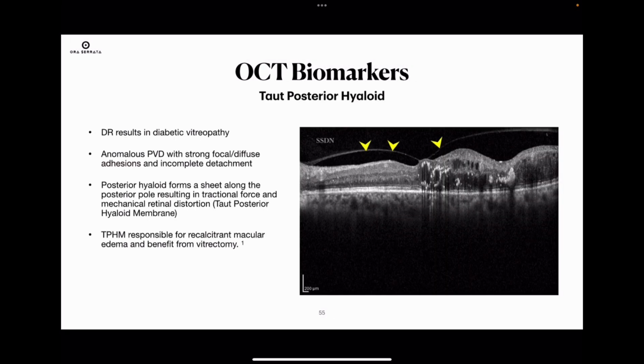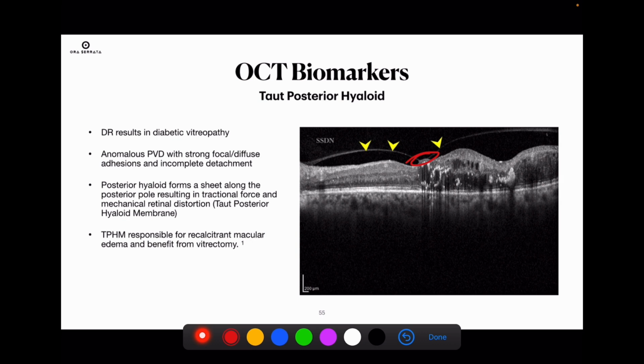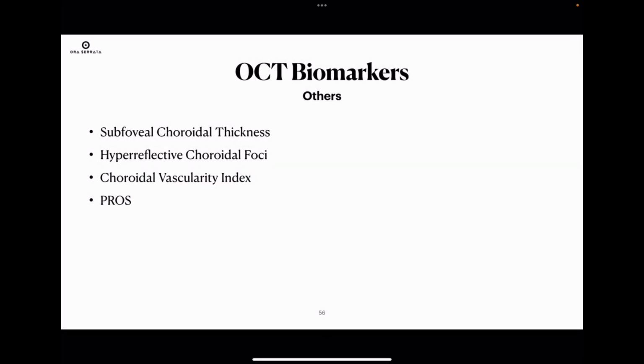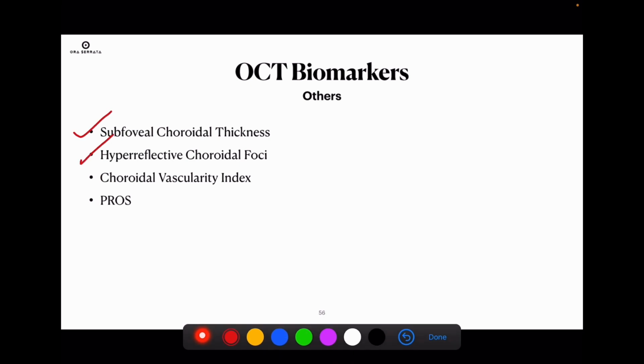Then there is the vitreoretinal relationship. There is the taut posterior hyaloid, as you can see in this image, which is producing a vitreomacular traction. If there is presence of this, then the patient might benefit from vitrectomy. Other OCT biomarkers are subfoveal choroidal thickness, hyperreflective choroidal foci, choroidal vascularity index, and the photoreceptor outer segment lengths.